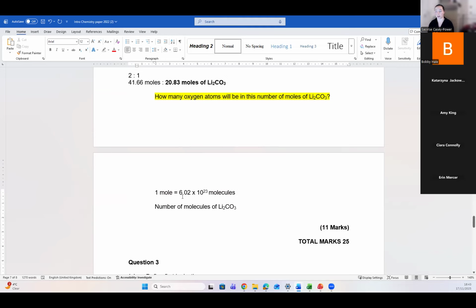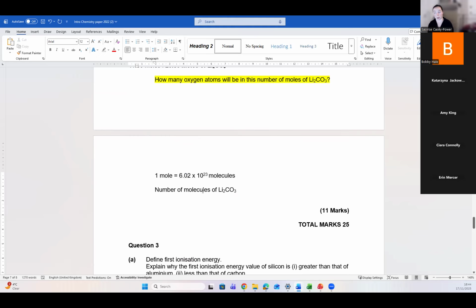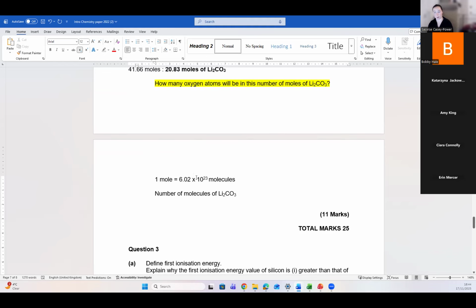Like I said, if I had 12 molecules, I'd have a dozen. If I had half a dozen molecules, I'd have 6. So if I have 1 mole of molecules, it's this number of molecules. It's just another word to describe a number. So if I had 1 mole of lithium carbonate, for example, I would have this many molecules of it, and that would be job done.